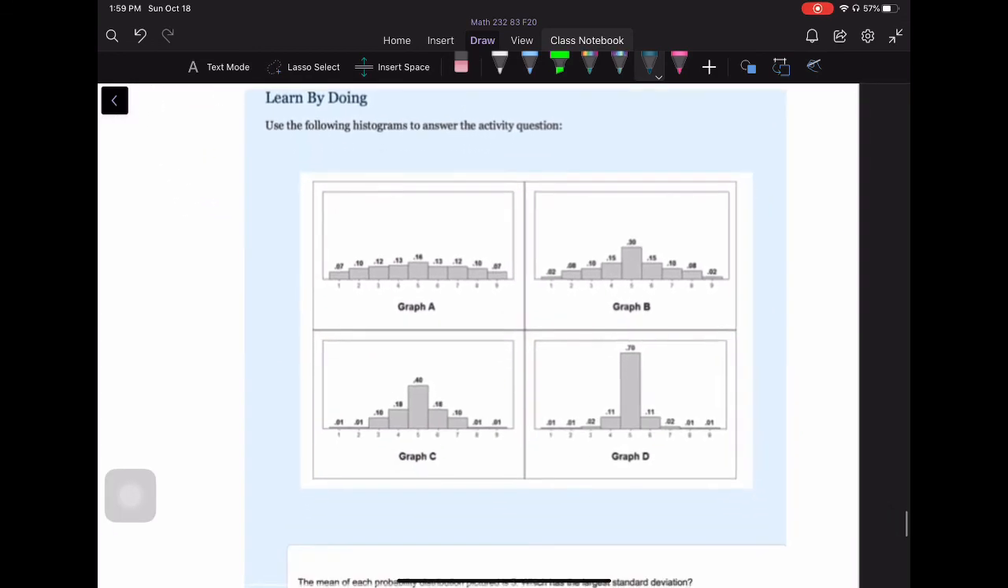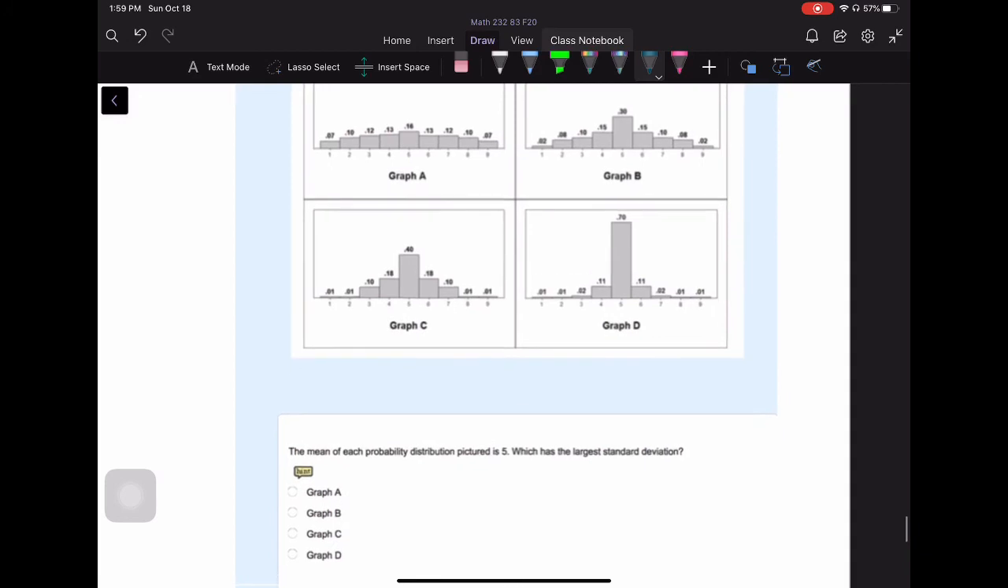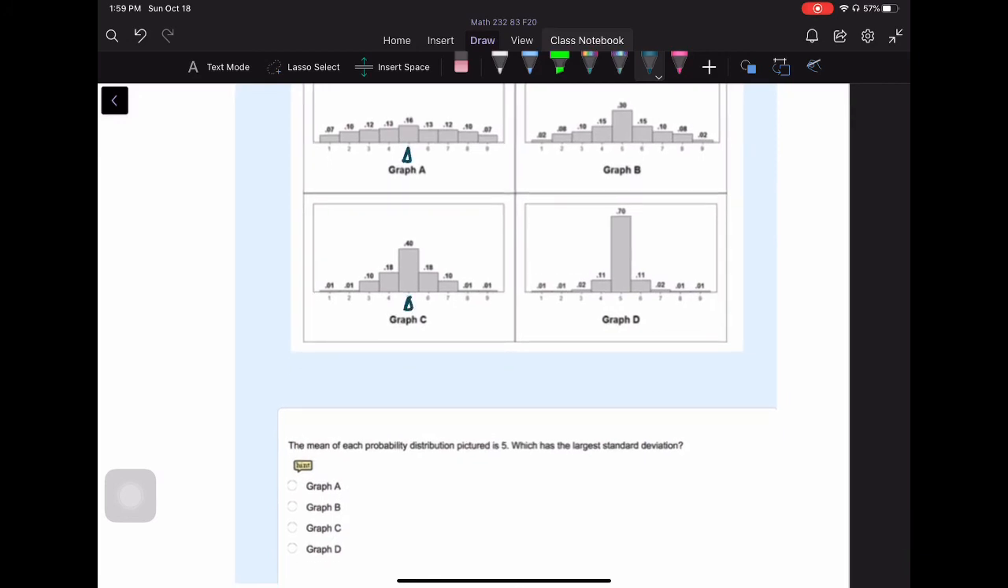All right, now lastly, the mean of each probability distribution pictured here is 5. So here's the average, here's the average, here's the average, here's the average. Which one has the largest standard deviation? Well, remember, standard deviation is how far on average each point is from the middle. Now, D here has a very large peak at the mean, which means that there's a lot of values in here. That means that this one would have the smallest standard deviation, because it's not very spread out.